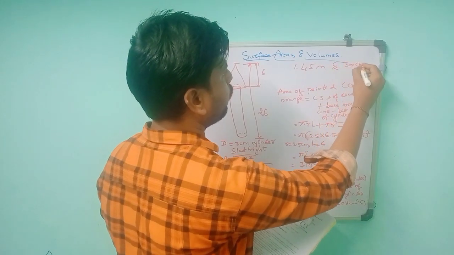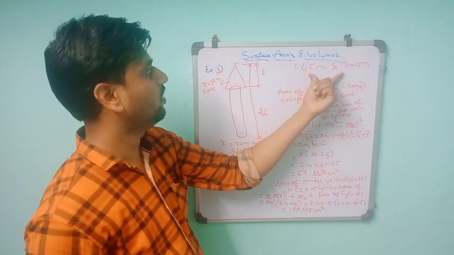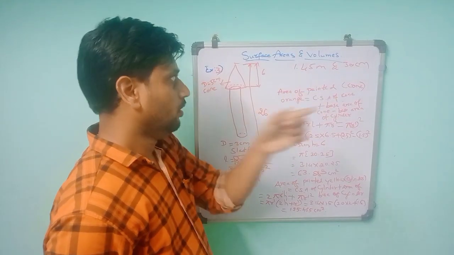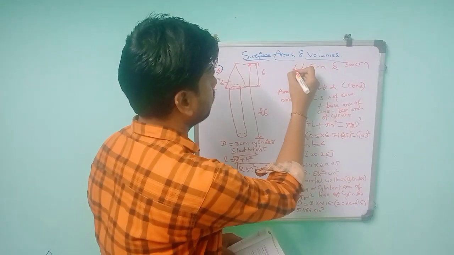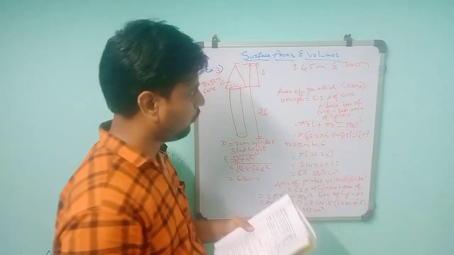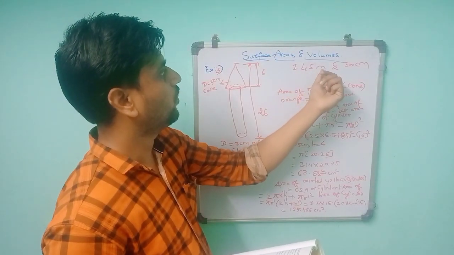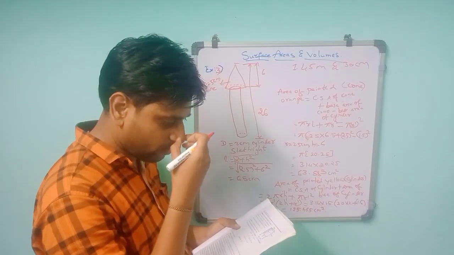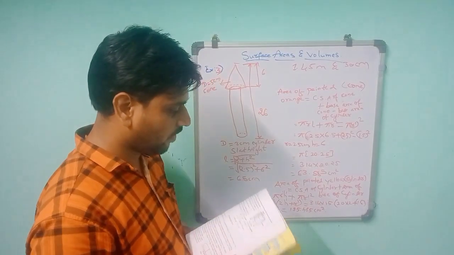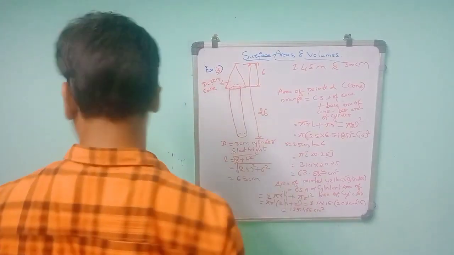So either you make this one to centimeter or this one to meter. You have to keep the same unit, meter or centimeter. So 1.45 meter means it will be into 100, that is 145. And this is 30. So 145 plus 30 is 175. Then if you do the calculation, you will get 33,000 centimeter square. So next exercise.